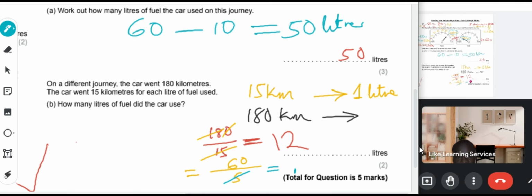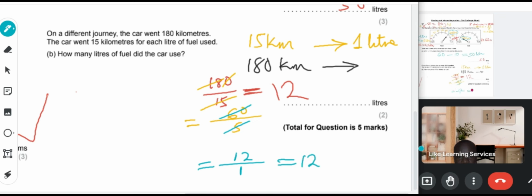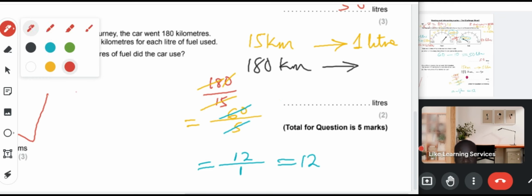Okay, let me write it down here. 5 into here is 1. Then 5 into 60 is 12. So I think that's how you came about the 12. So there will be 12 liters. I hope that's clear.